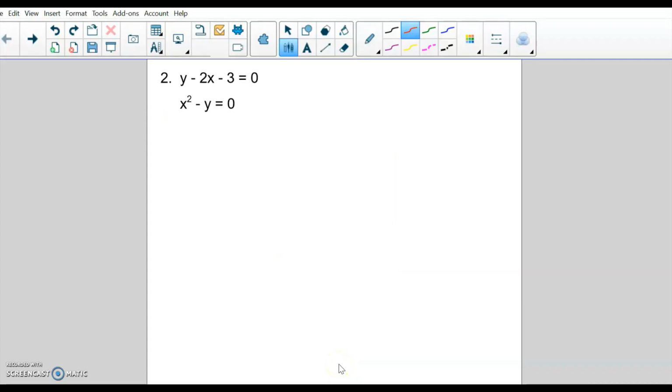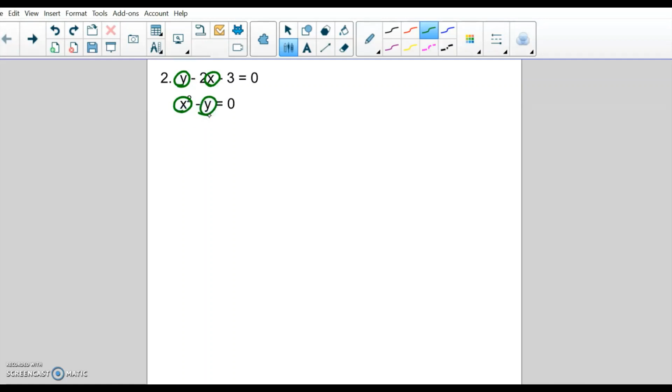Okay, second example of substitution method for conics. So the first step is deciding, do you want to solve for y? Or do you want to solve for x?